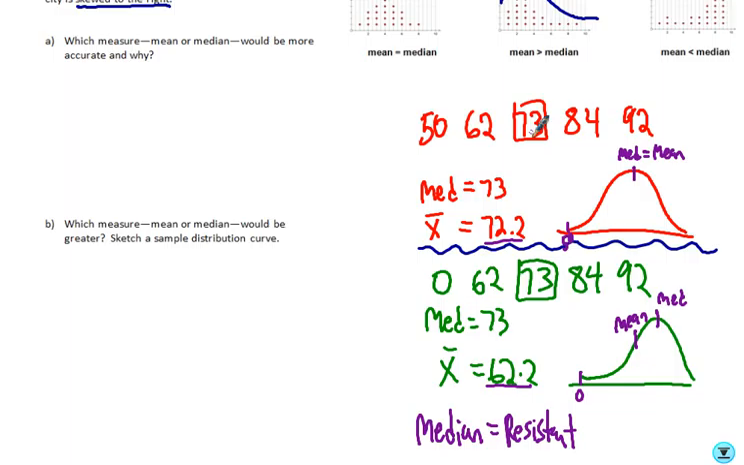So the median isn't affected or impacted by outliers, right? So we say the median is resistant, meaning it puts up a fight. It's not easily influenced. Whereas the mean, we would say, is non-resistant, meaning that the mean gets easily influenced, right? So that's just kind of some notes. Let's come back and hopefully now we can answer the question.